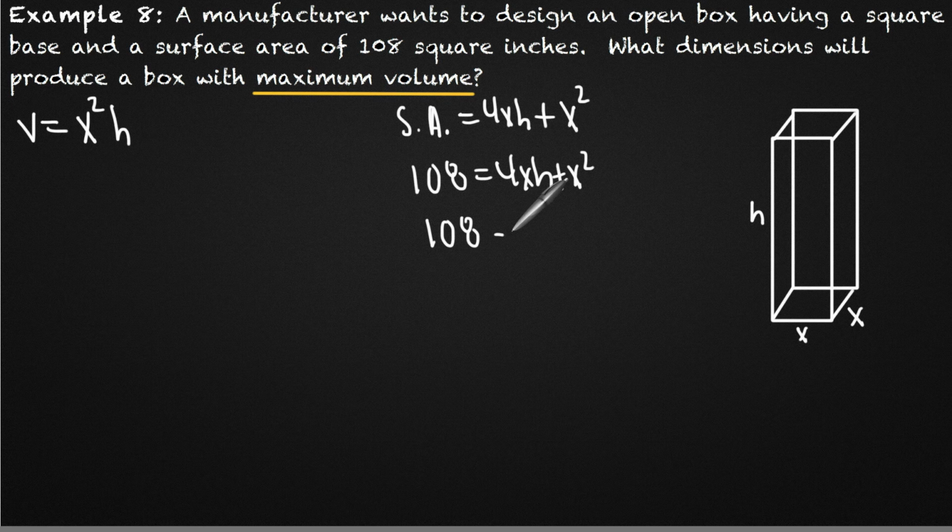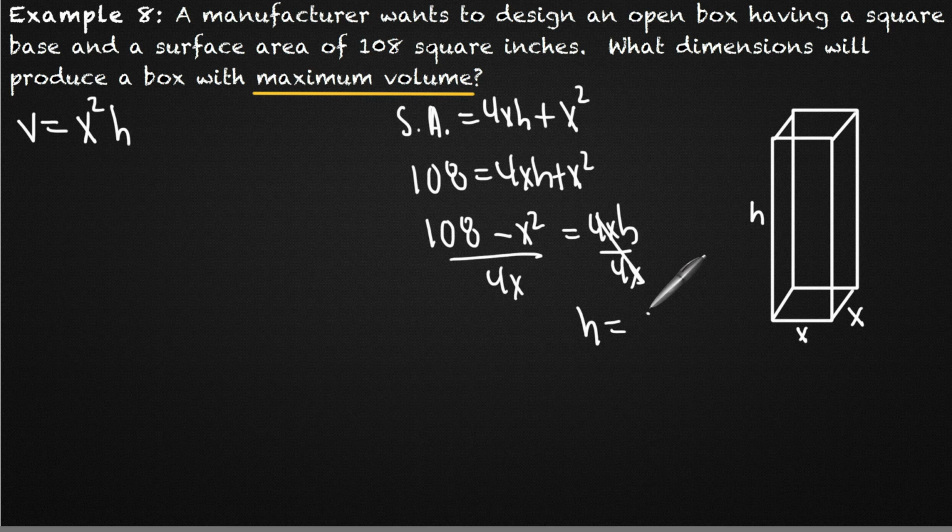So 108 minus x squared equals 4xh. And then we're going to divide by 4x, and that cancels. So our h is going to be, and I'm going to go ahead and divide this out, that's going to be 27 over x, and that's going to be minus x over 4. All right, and so now we can go ahead and take that as our height and plug it into here.